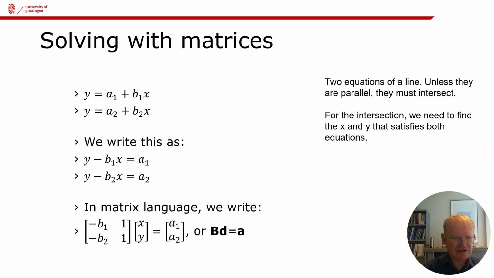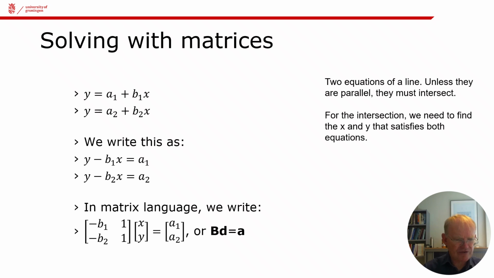by moving the expression with x to the left-hand side. So both y and x are moved to the left-hand side. And so we get y minus b1 x equals a1, and y minus b2 x equals a2. And that gives us essentially 2 equations that we can rewrite in the form of matrix algebra. And you can see that in the bottom line.